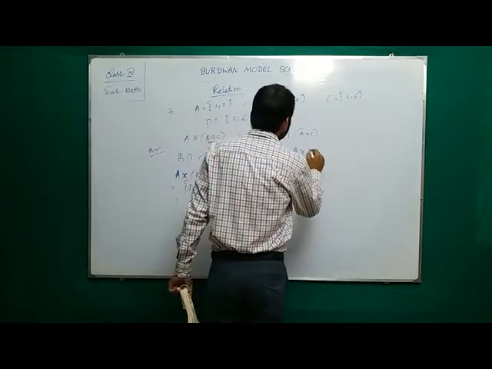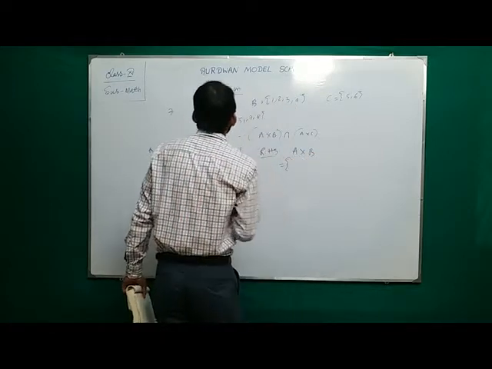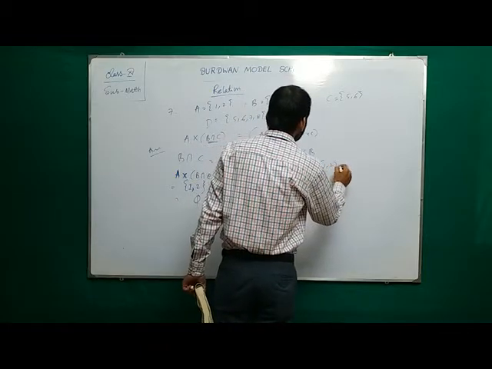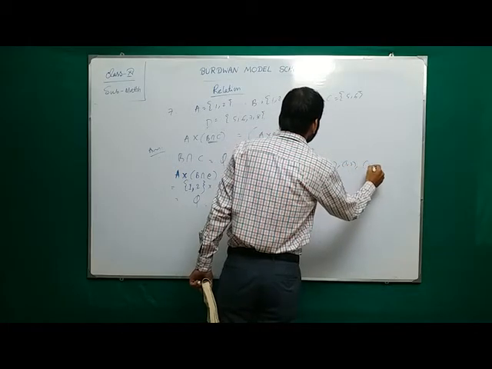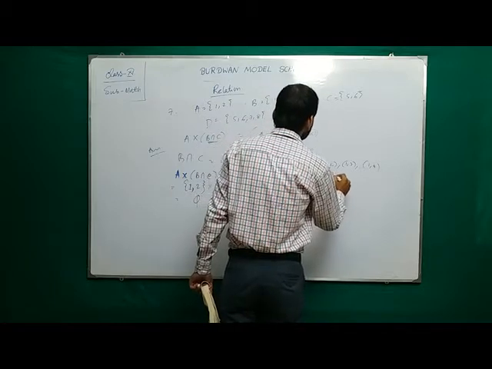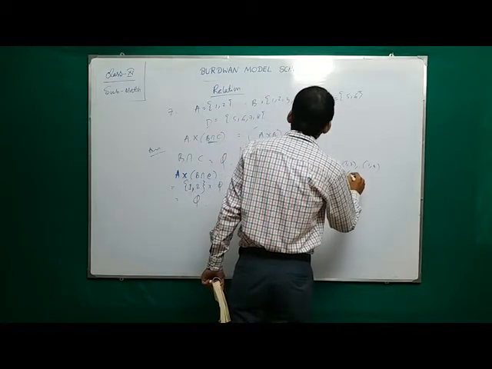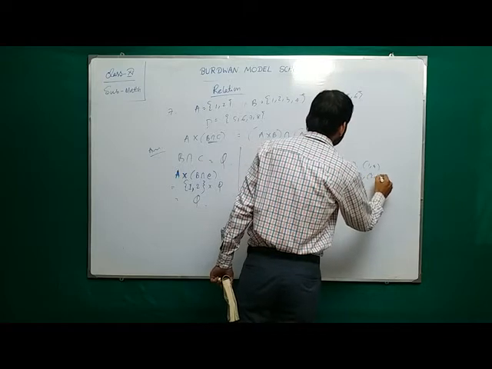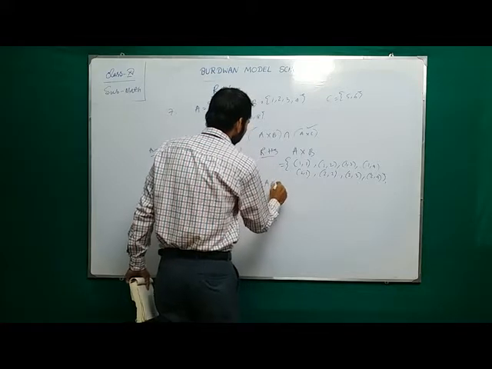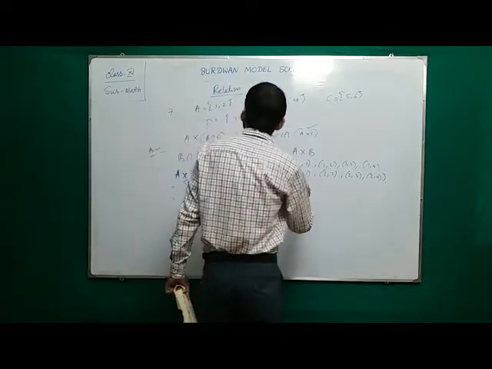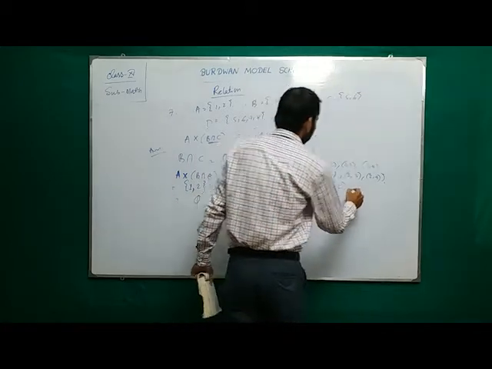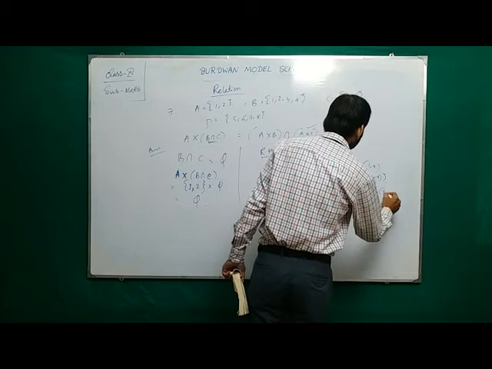First of all, A cross B. A cross B means 1 1, 1 2, 1 3, 1 4, then 2 1, 2 2, 2 3, 2 4. Next, A cross C. A cross C equals to 1 5, 1 6, 2 5, 2 6.